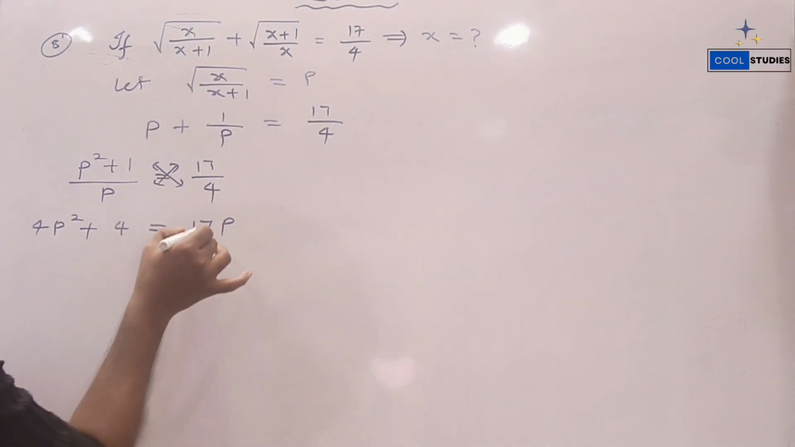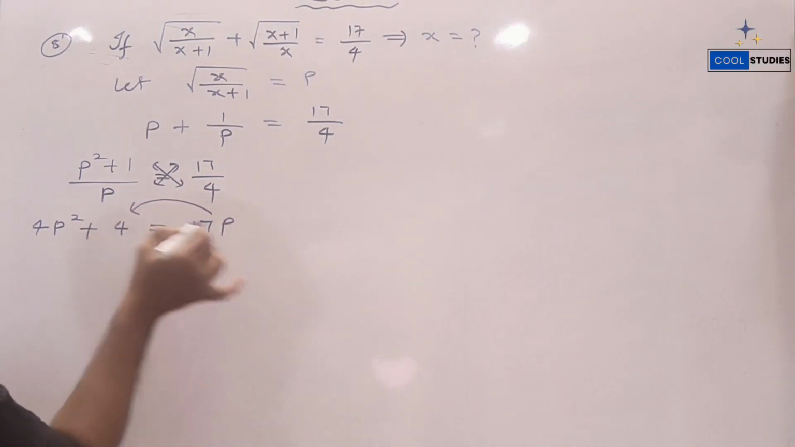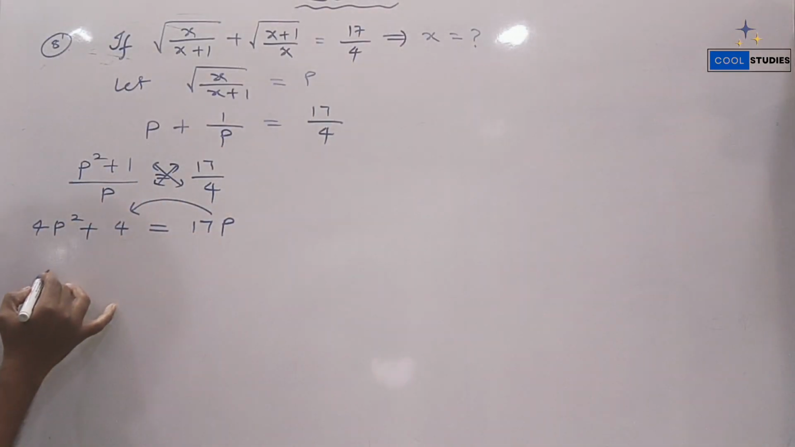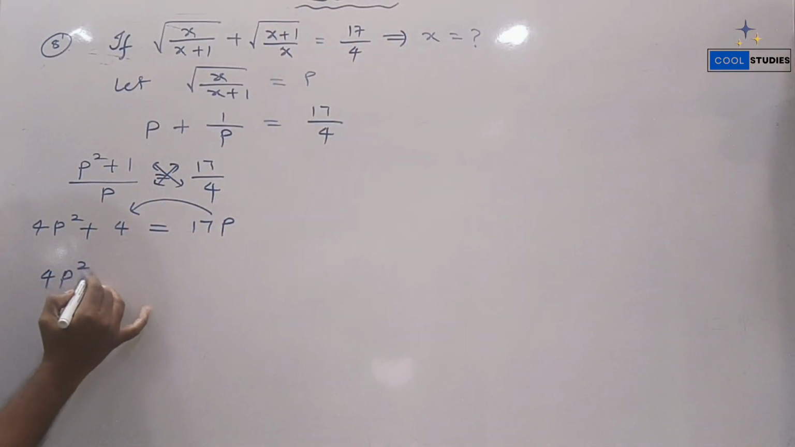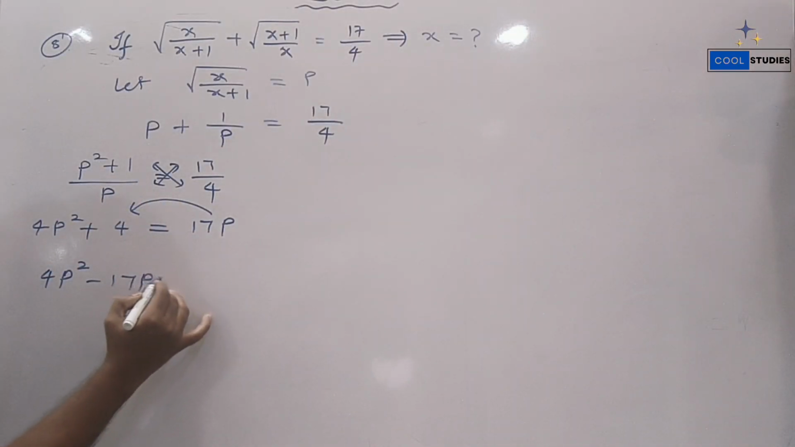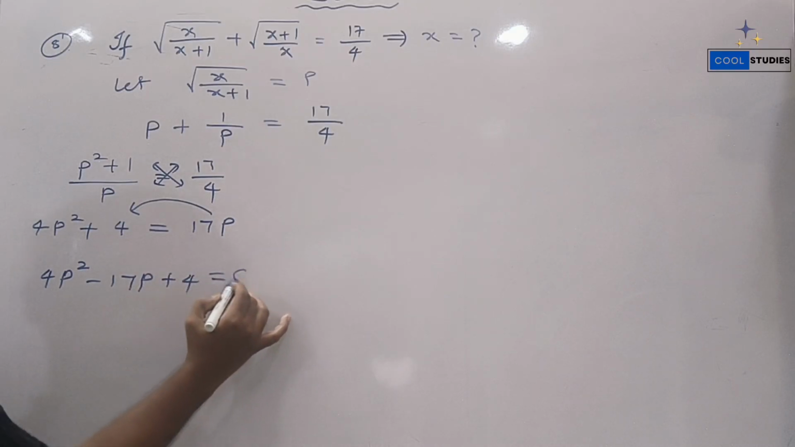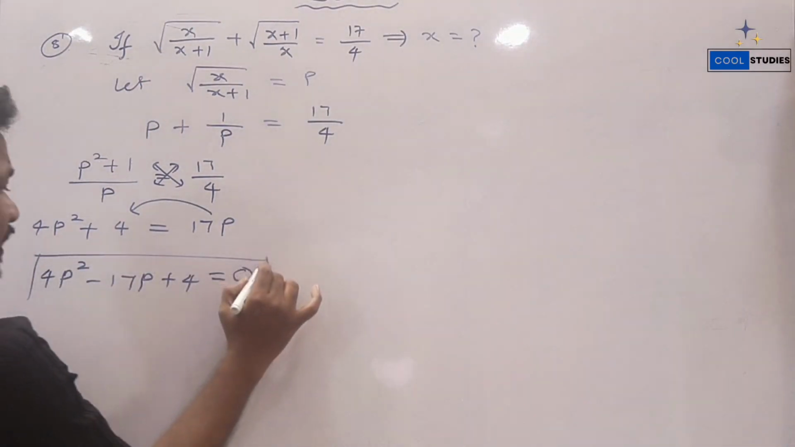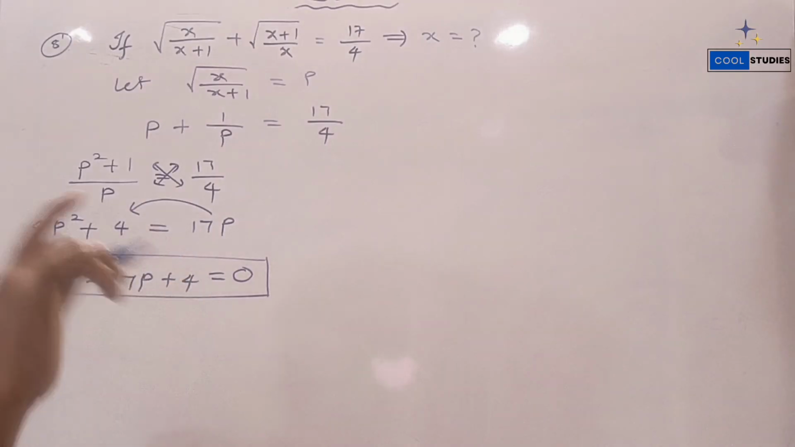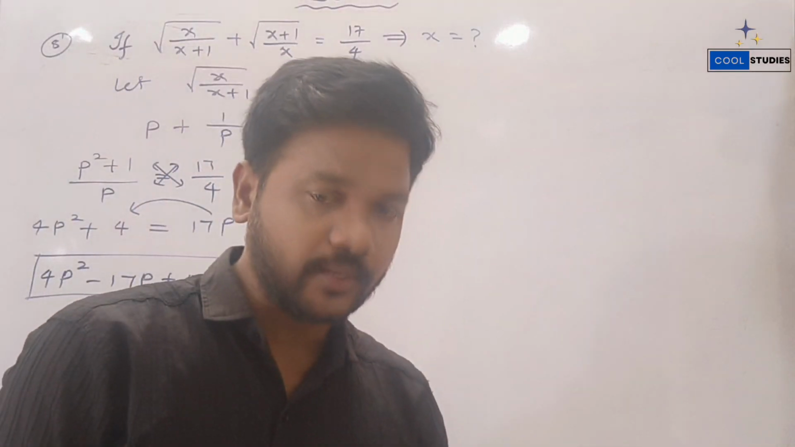Now transpose 17p to the left side. So what can we write? 4p square minus 17p plus 4 is equal to 0. So finally we got a quadratic equation in terms of the variable p.